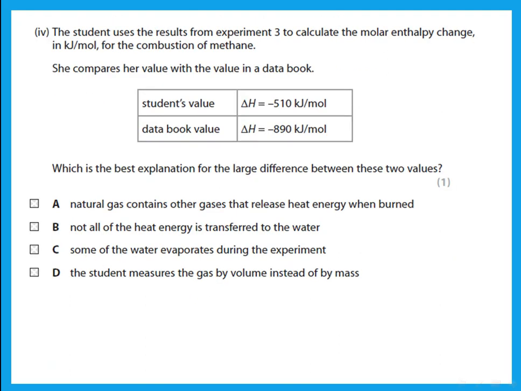Then he says the student uses the results from another experiment to calculate the molar enthalpy change, and she compares her value with the value in a data book. Again, her value is lower than the data book. So instead of getting 510, the data book says it should be 890. Which is the best explanation for this difference between the two values? Again, why is it that my delta H will be different from the data book? We said this is because some of the heat is lost to the environment, or not all of the heat is transferred to the water.